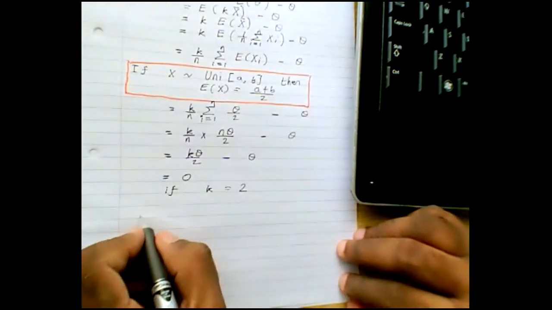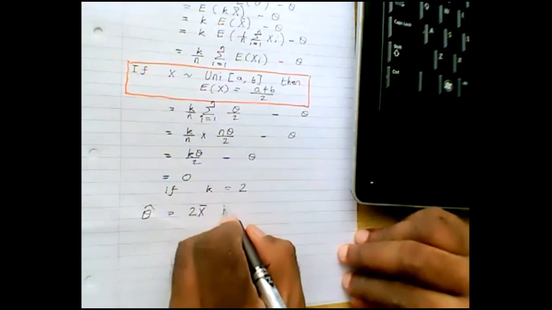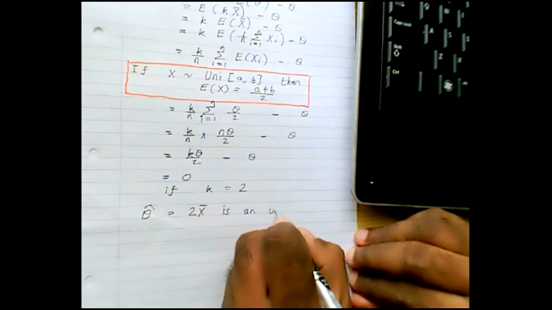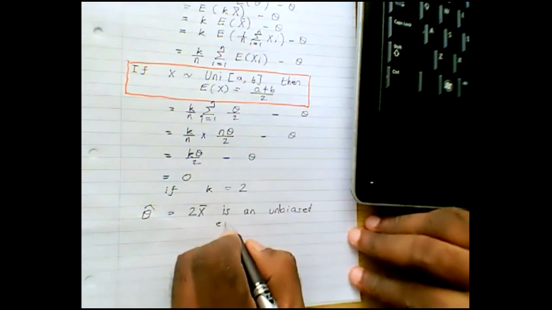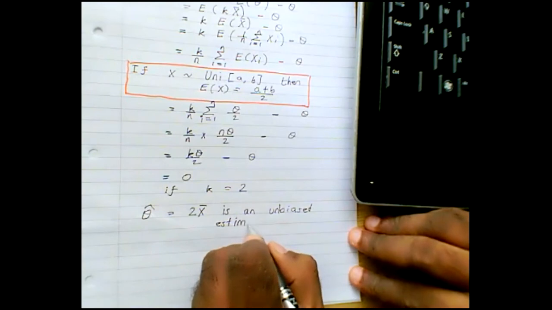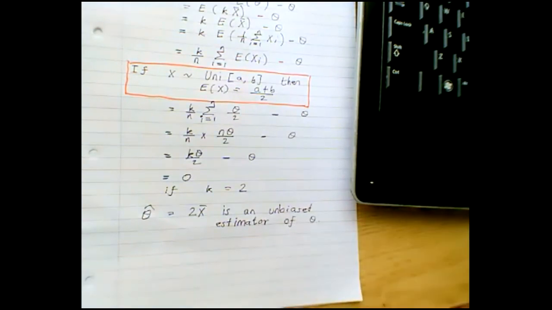So in other words, theta hat equal to 2 times x bar is an unbiased estimator of theta. Remember that an estimator is said to be unbiased if the bias is equal to 0. So in this case, when k is equal to 2, the estimator has bias equal to 0, right?